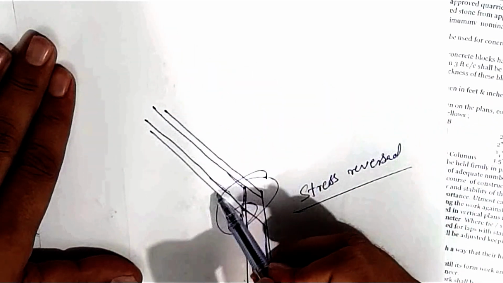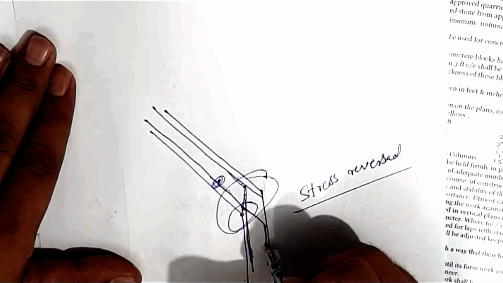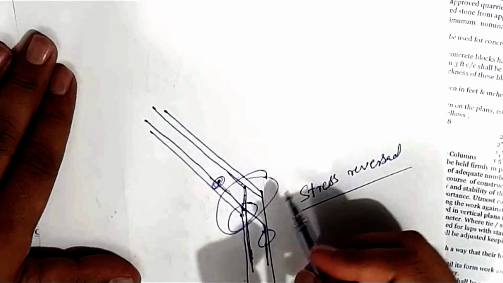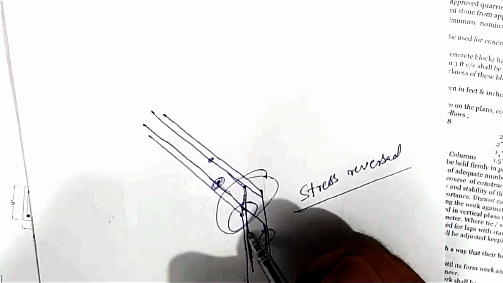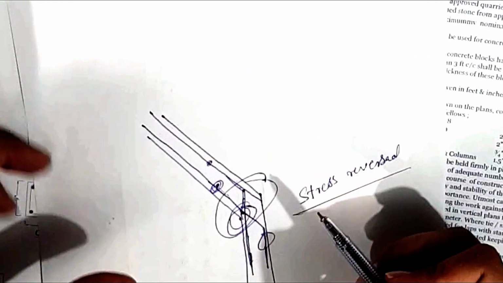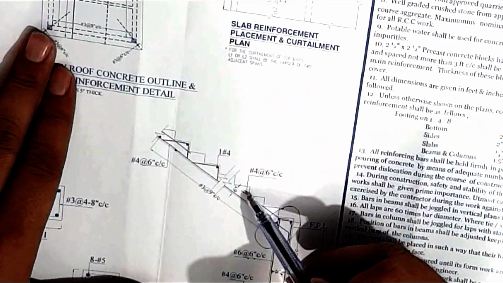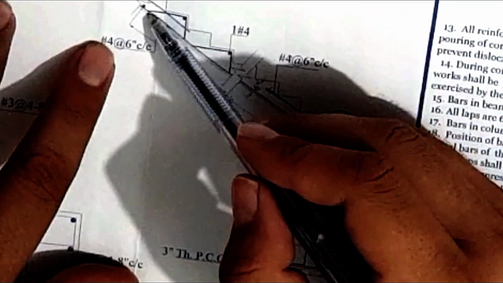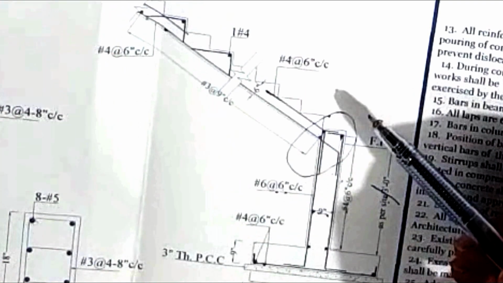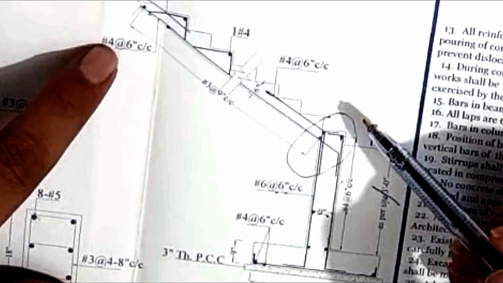Okay, so here this bar has to take positive moment, and in here it will have to take negative moment. Okay, and this bar has to take negative moment here, and this bar has to take positive moment here. So that is why we provide it in this direction. So these bars are provided number 4 at the rate of 6 inches at the top, and here number 4 at the rate of 6 inches in the bottom. So in both directions we are providing number 4 at the rate of 6 inches center to center bars.